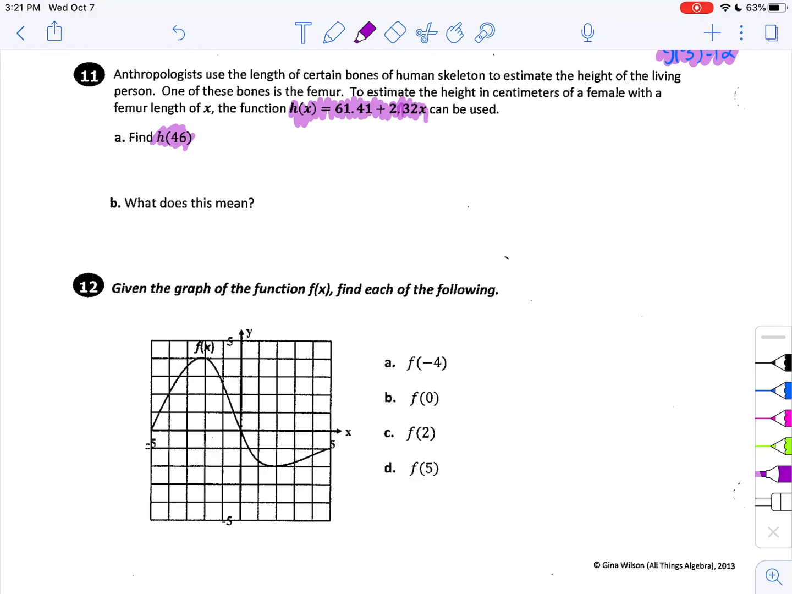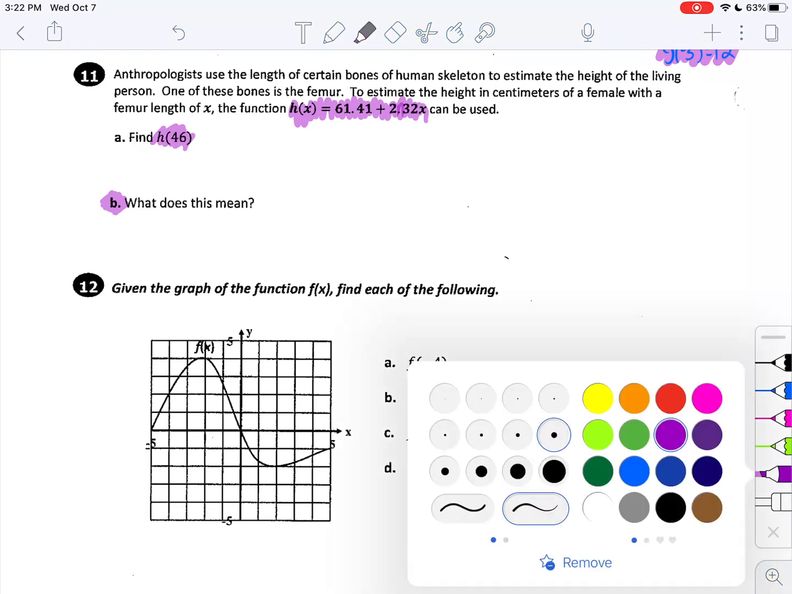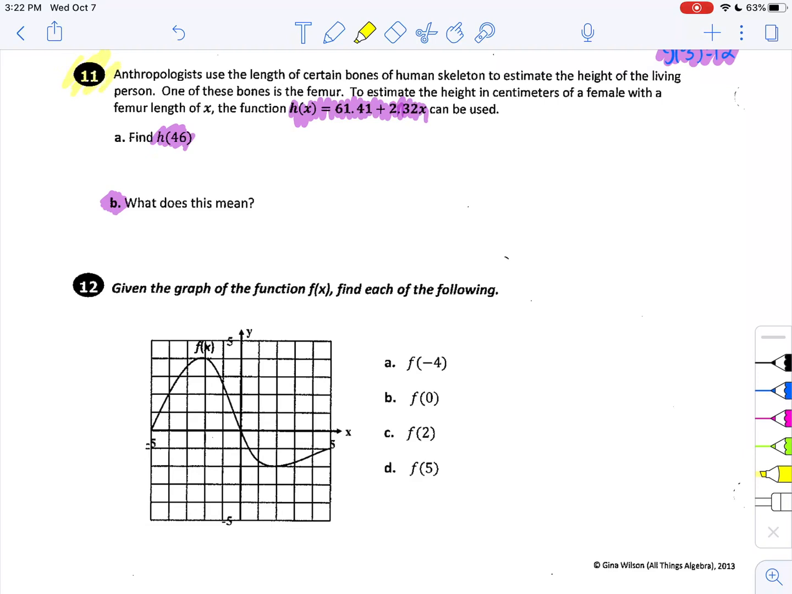So this part is just like what we did above, where you're going to substitute in 46 for x and evaluate. I would recommend using a calculator for this problem to avoid any unnecessary mistakes. Once you've evaluated, then I want you in your own words to write what this means in context to this problem, because this is a word problem. So we want to go back and think about what this answer means. So go ahead and highlight number 11. I want you to come back to that one in just a minute to finish it out.